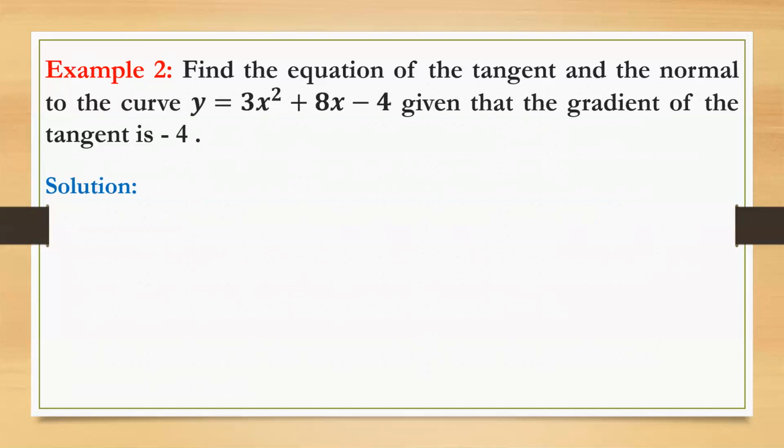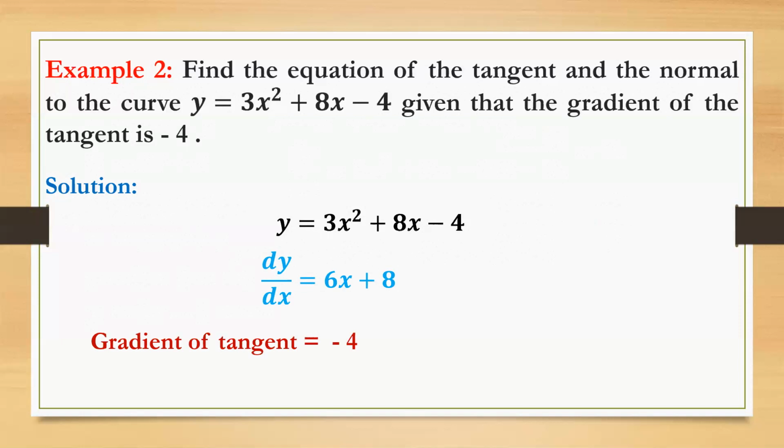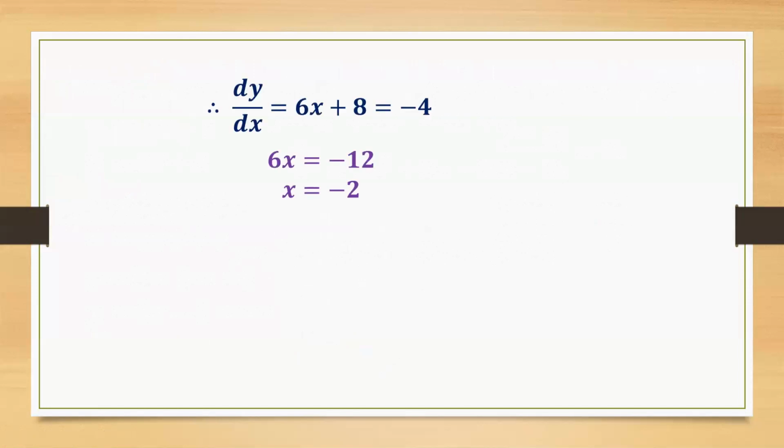So y equal to 3x squared plus 8x minus 4. First, I need to find dy by dx, which is equal to 6x plus 8. Now, we know that the gradient of a tangent is negative 4. This means that dy by dx is equal to negative 4. And x will be equal to negative 2. Now that I know the value of x, I can find the value of y. So y will be equal to 24.